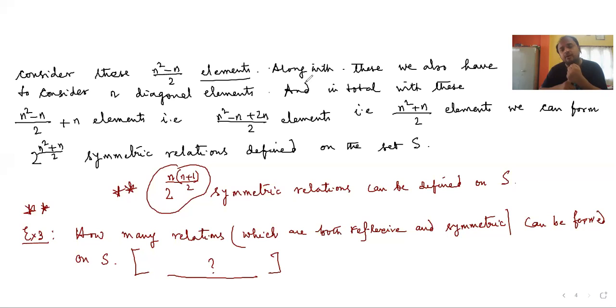symmetric relations can be formed. I have already told you how many reflexive relations can be formed. And try to find out how many relations which are both symmetric and reflexive can be formed on this particular set. So, a very important result.